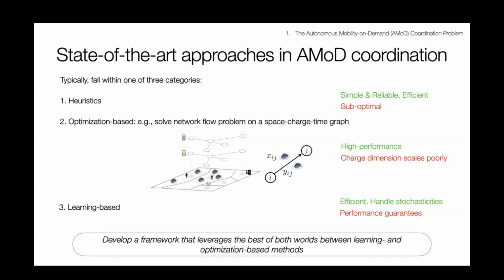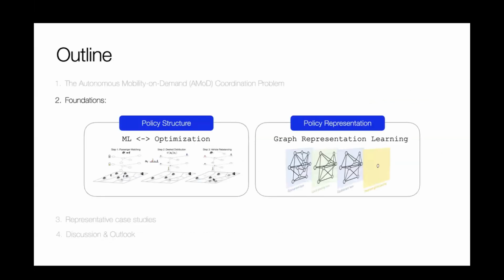And so with this work, we develop a framework that attempts to leverage the best of both worlds between learning-based approaches and optimization-based methods. Now we will see in the next slides how we attempt to do so. As I was mentioning, we'll go through two main blocks. The first one is discussing the policy structure that enables us to combine optimization-based methods and learning-based methods. And then we'll look at policy representation.